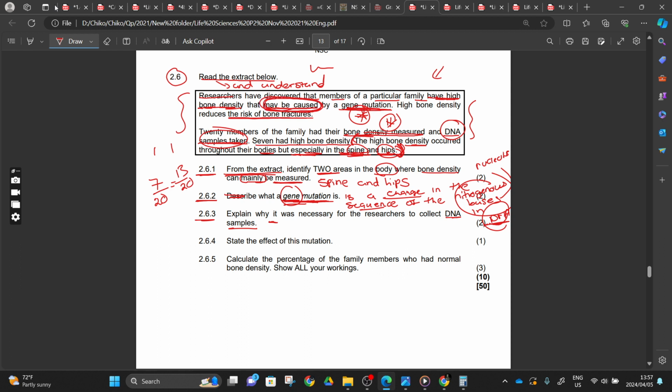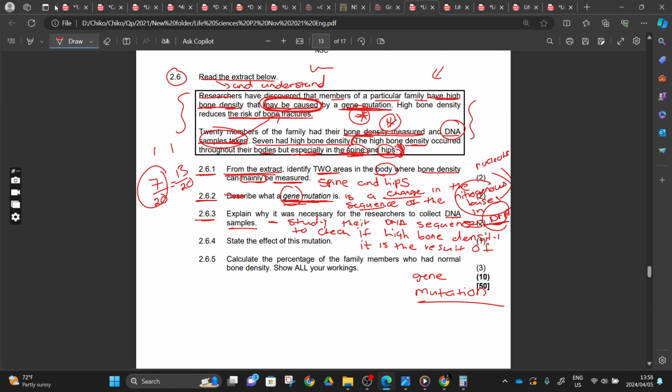by a gene mutation. The reason why they took their DNA was to study their DNA structure, their DNA sequences. It was to study their DNA sequences to check if high bone density is the result of gene mutation. Do you understand?